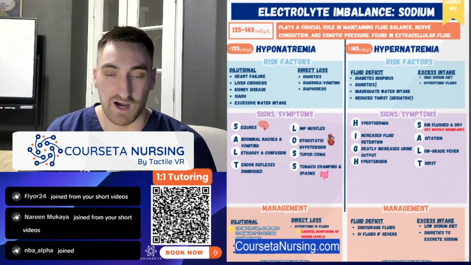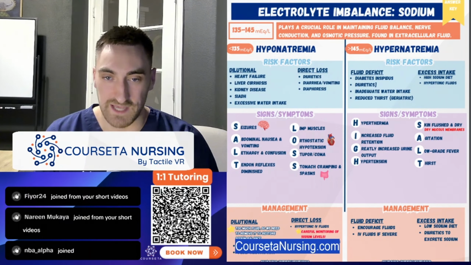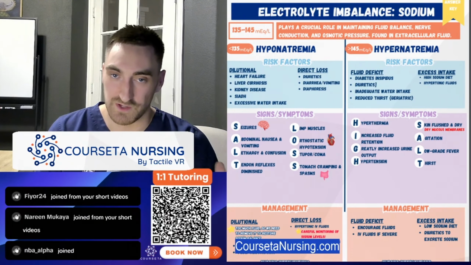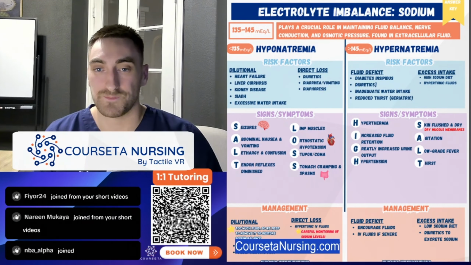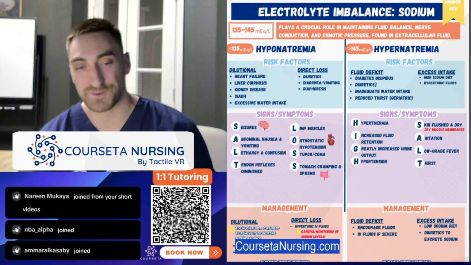Now, diarrhea and vomiting is also another risk factor. Not as common. It's more associated with potassium, but you can have hyponatremia. And then, we sweat. If you're someone who's profusely sweating, it's also not a very common one, but it is a possibility. So diaphoresis is another reason you could have low sodium in your blood.